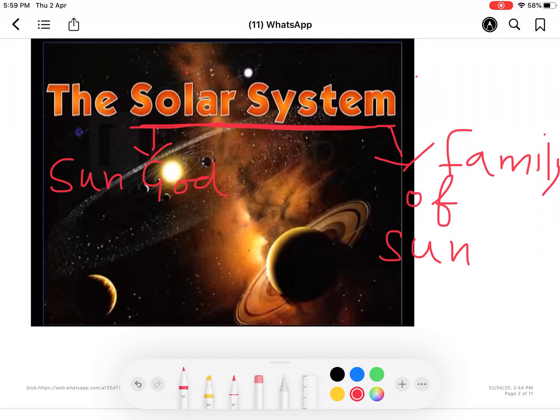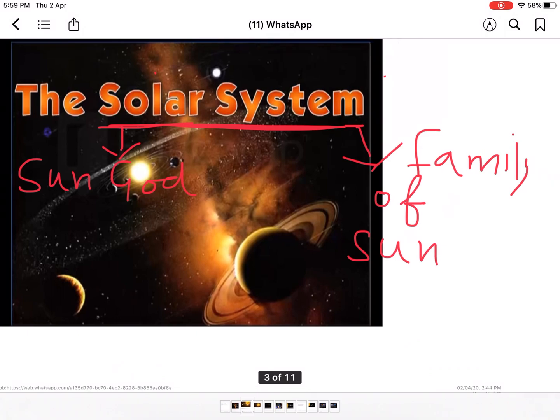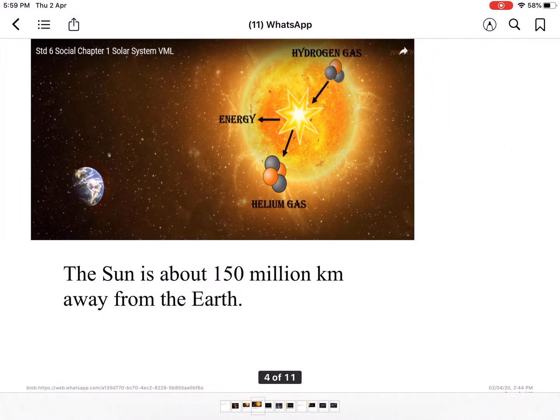And who are the members of this family? The planets, moons, asteroids, comets, those are the members of the solar system, or the family of the sun. And who is the head of this family? Yes, right. The sun is the head of this solar family or solar system. So the sun is in the center of the solar system.